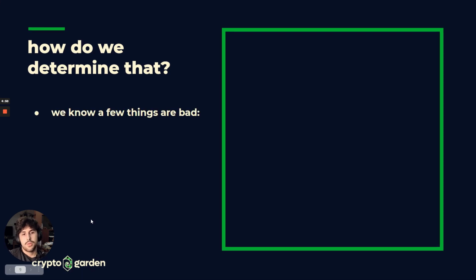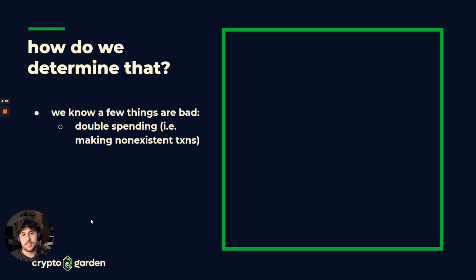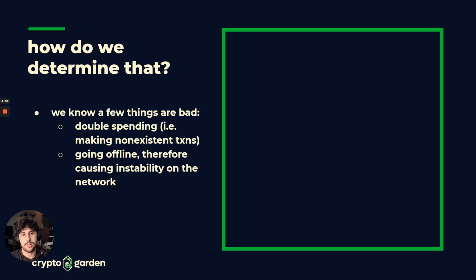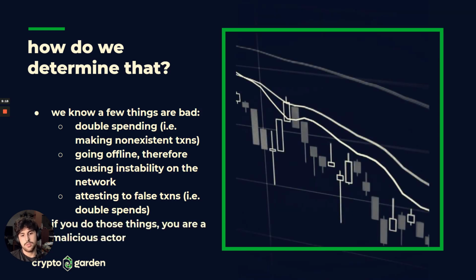Okay, we know a few things are bad, right? We know double spending is bad, where you make a non-existent transaction. We know that if you are a validator and you go offline, you cause instability on the network, and that is bad too. And if you attest to false transactions, that is double spends or any other thing like that, you are also making something malicious in the network. Now, if you do those things, you are a malicious actor in the sense that you did something bad, right? But sometimes you can even do this not on purpose, if you're not very educated in proof of stake, setting up the whole nodes and validator stuff.